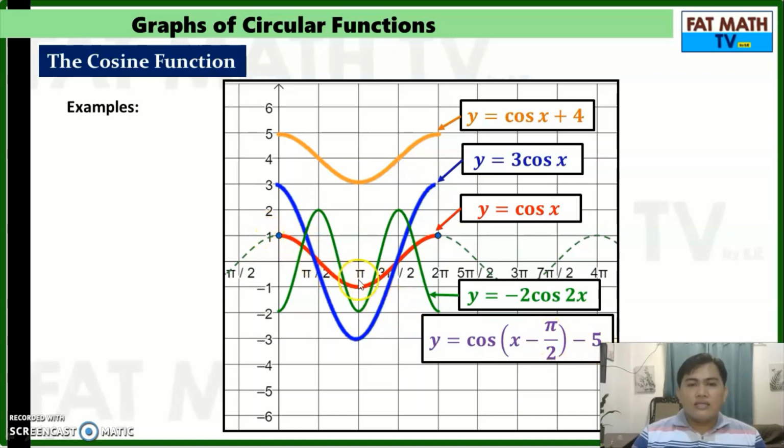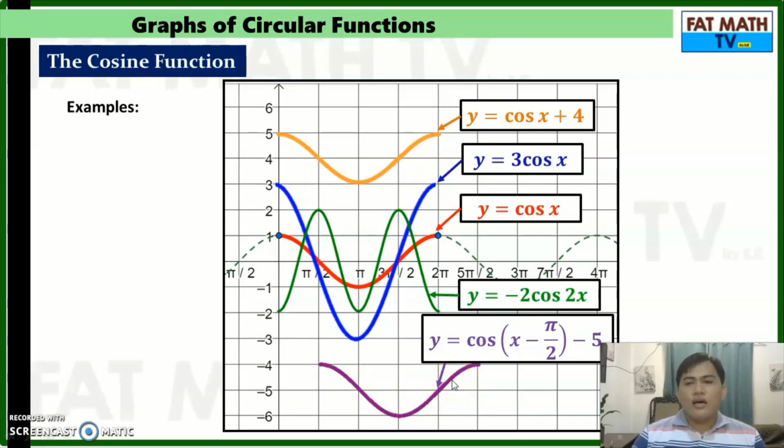So you look at this red graph, the y equals cosine x, you move that 5 units downward and pi over 2 units to the right. So it will be this one. Okay, so you move 5 units downward and then you move pi over 2 units to the right. So it will be like this.